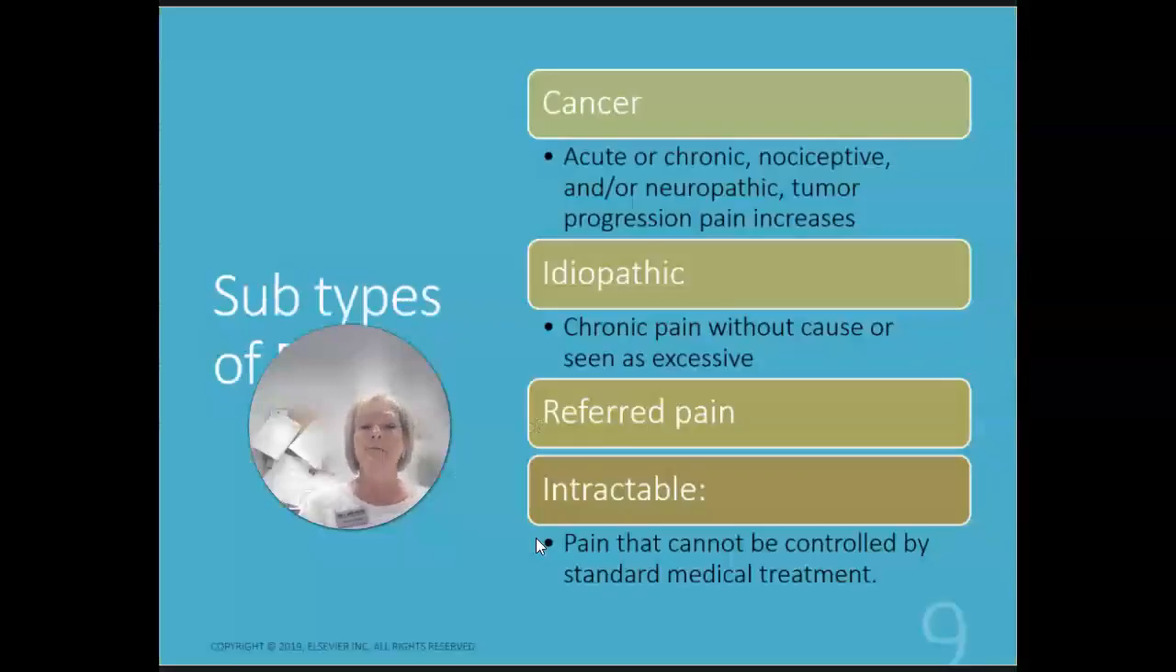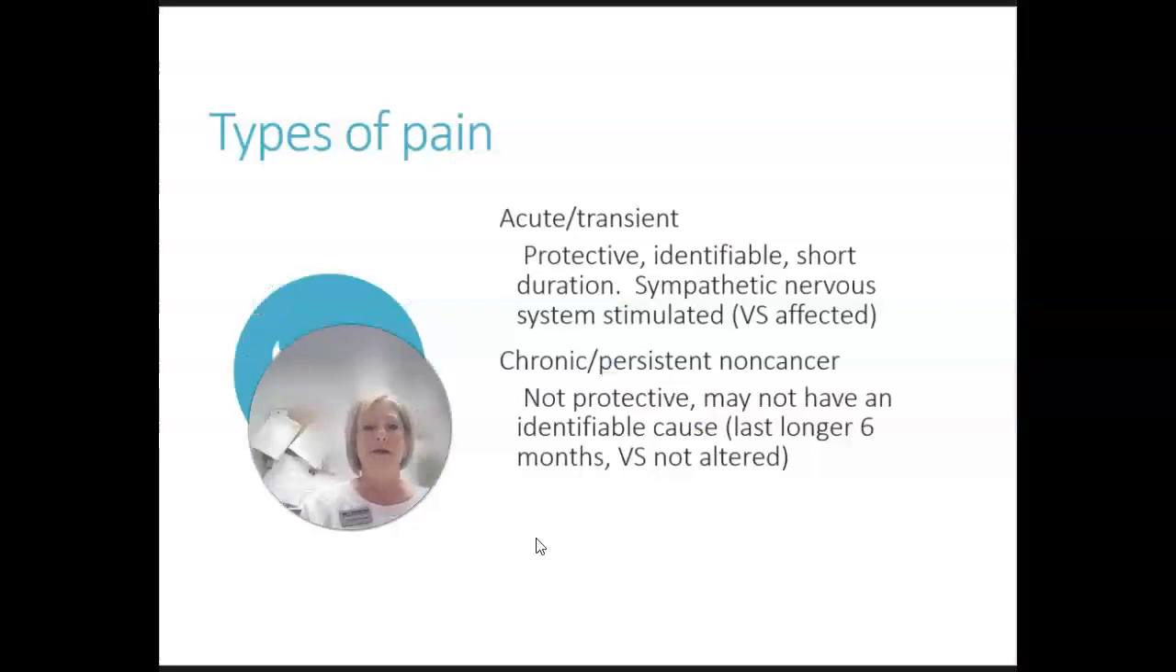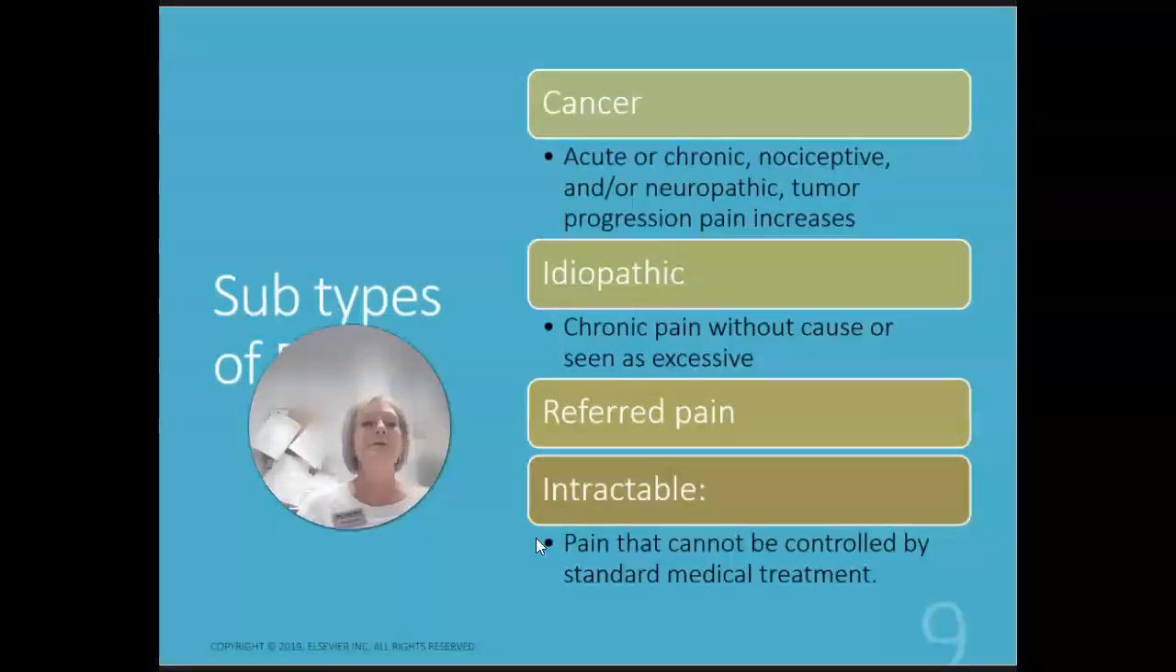So there's subtypes of pain. So thinking about, I want to make sure I didn't skip anything. Subtypes of pain, we've got cancer pain, idiopathic pain, referred pain, and intractable pain. So cancer pain can be acute or chronic. It's nociceptive, or it can be neuropathic. We'll talk about those here in just a minute and what the difference in those two are.